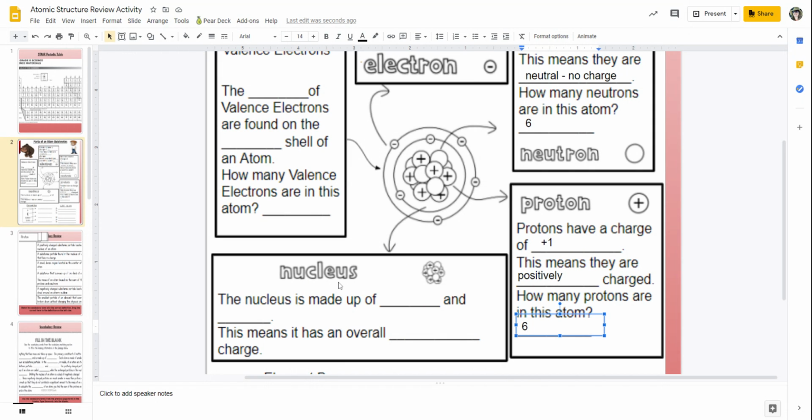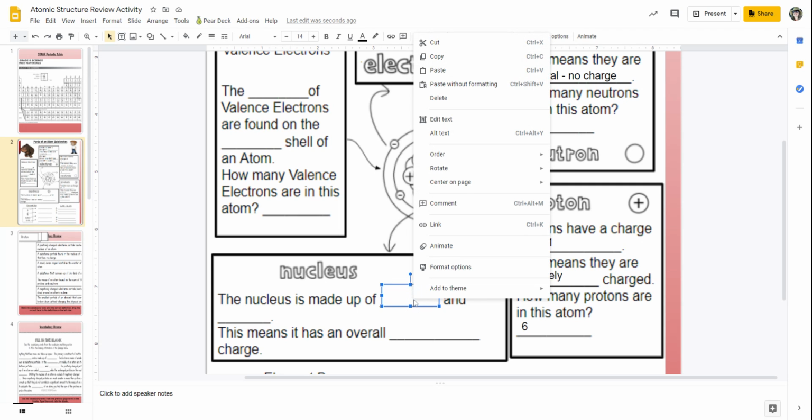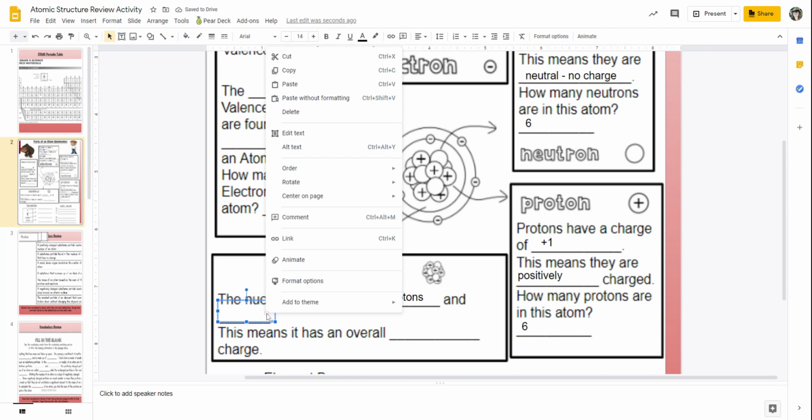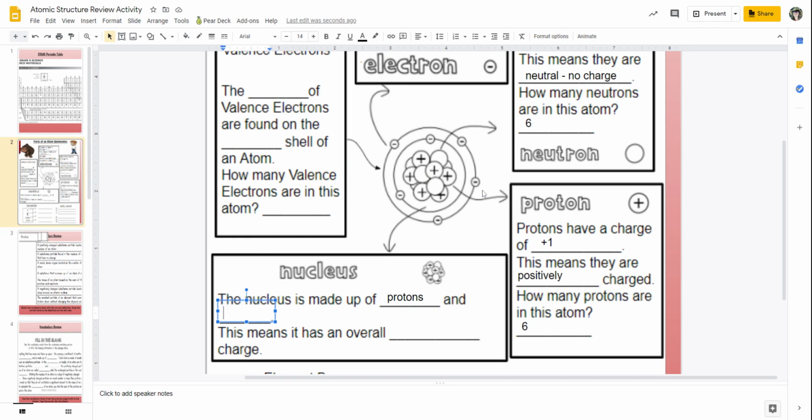Okay, then we have the nucleus. The nucleus is made up of 2 types of particles. Those particles that are in the middle are going to be protons and neutrons. That's where all the mass is too. So all the mass of the atom is located in the middle, which is where the protons and neutrons are. This means it has an overall charge. It has 2 particles in there, protons and neutrons.